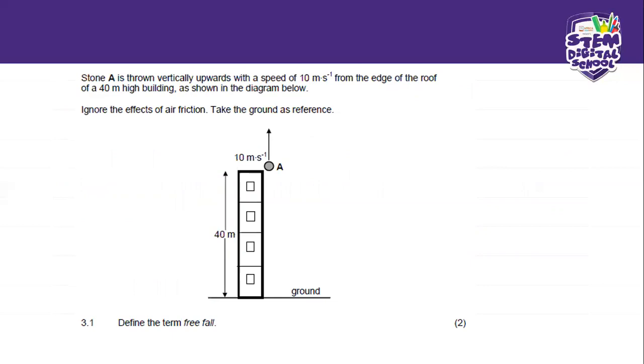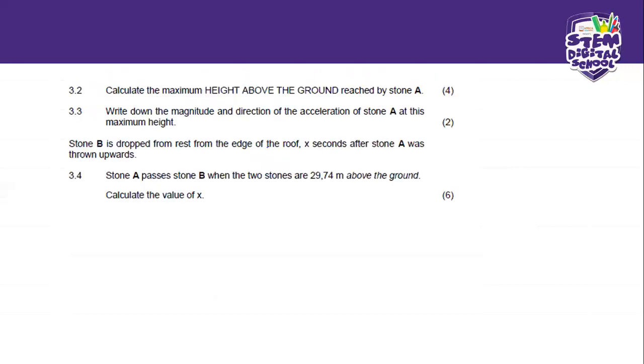3.1. Define the term free fall. Okay. 3.2. Calculate the maximum height above the ground reached by stone A. Number 3.3. Calculate the magnitude and direction of the acceleration of stone A at the maximum height.